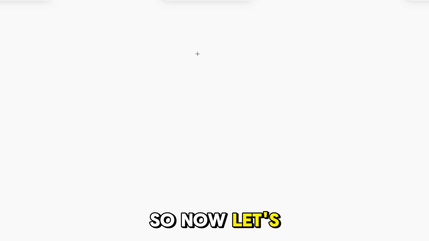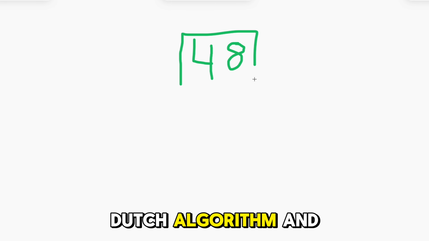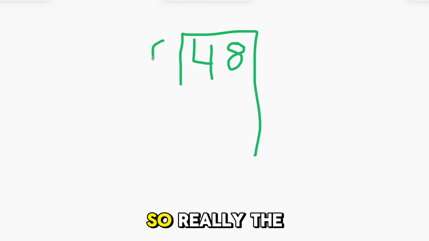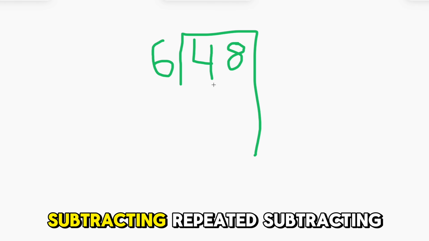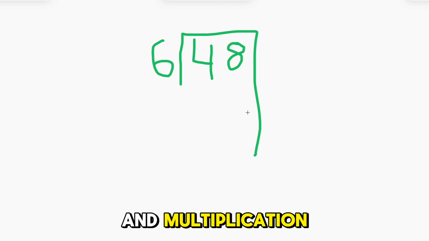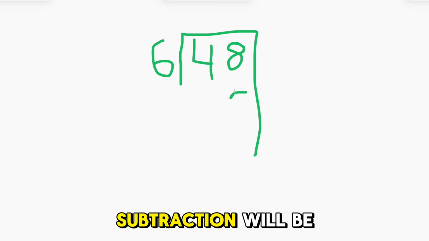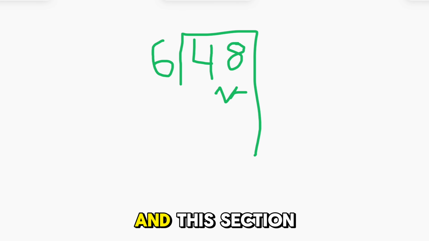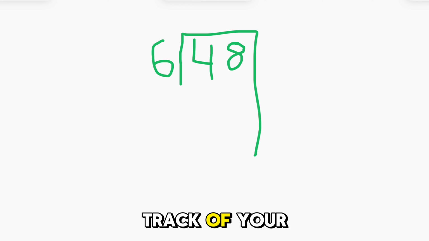Now, let's say I have a question where I have 48 divided by 6. So really the Dutch algorithm is two things that we need to focus on: repeated subtraction, and multiplication. This section over here is going to be where your repeated subtraction will be, and this section past this column will be where you keep track of your multiplications.